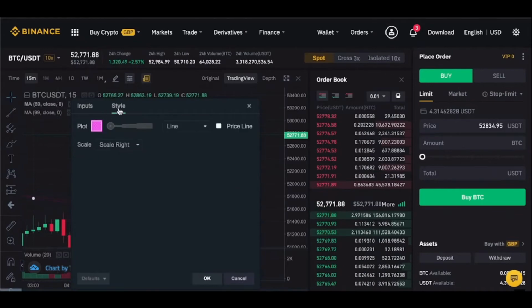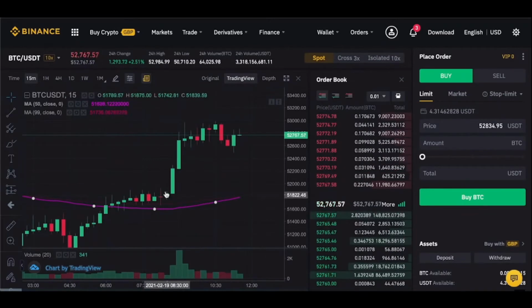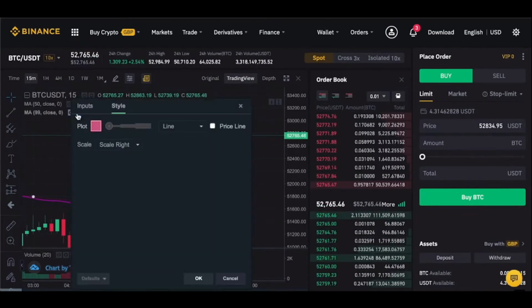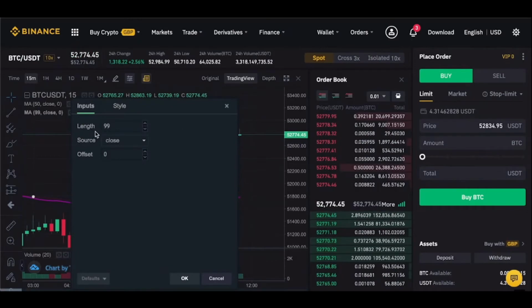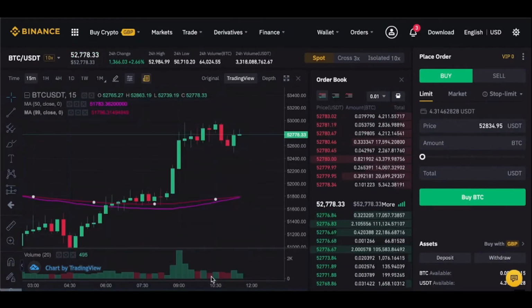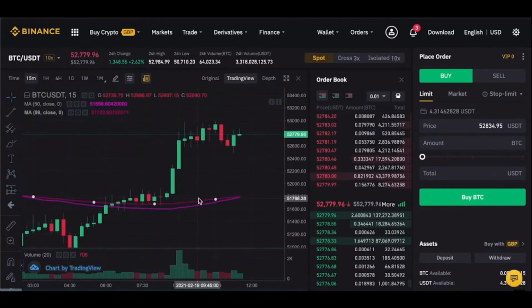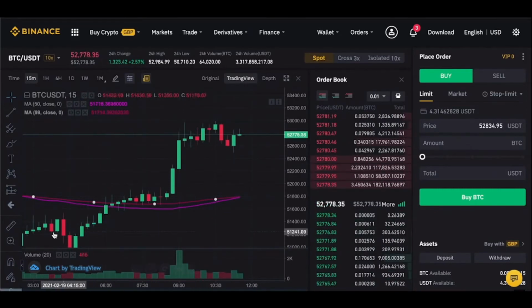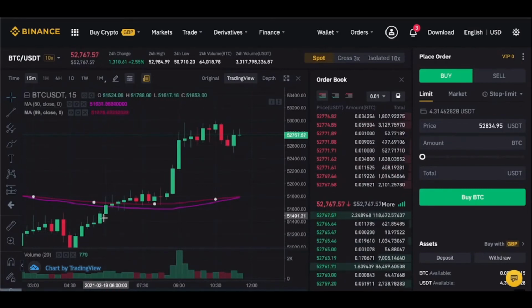I don't want a 25-day. I want a 50-day moving average, and then the style, I'm just going to make this line a little bit thicker, so that we can actually see it. That's good for me. I'm going to press OK. That's the 50-day moving average then. The 99-day, I'm actually good with 99-day as well, and just for the start we're going to make that bigger as well so that we can actually see it. Now we can see the 50 and the 99-day moving averages again.